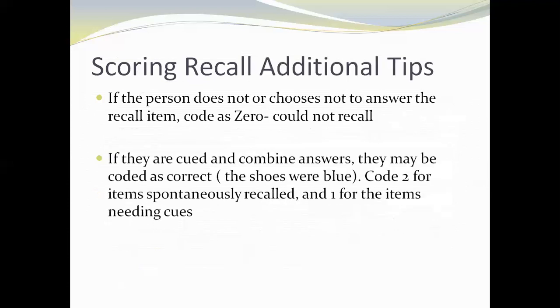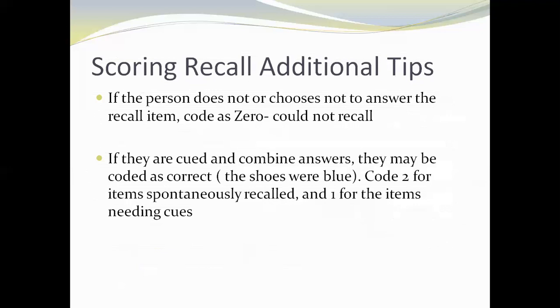Some additional tips: if the person does not or chooses not to recall to answer an item, that would be coded as a 0, that they could not recall. If they're cued and they combine answers, they may be coded as correct. So for example, if they say the shoes were blue, you would code 2 for the items that they spontaneously recalled, 1 for the items that they needed cues for.